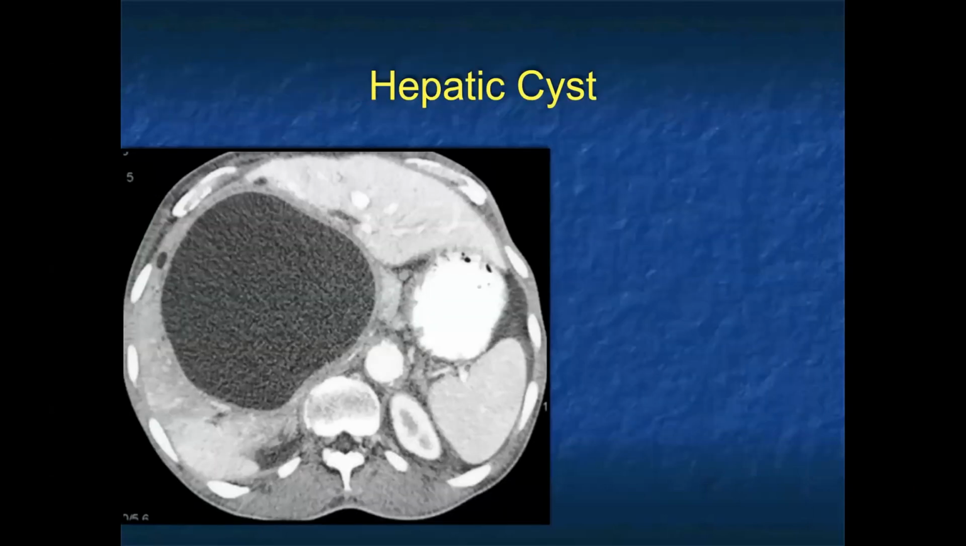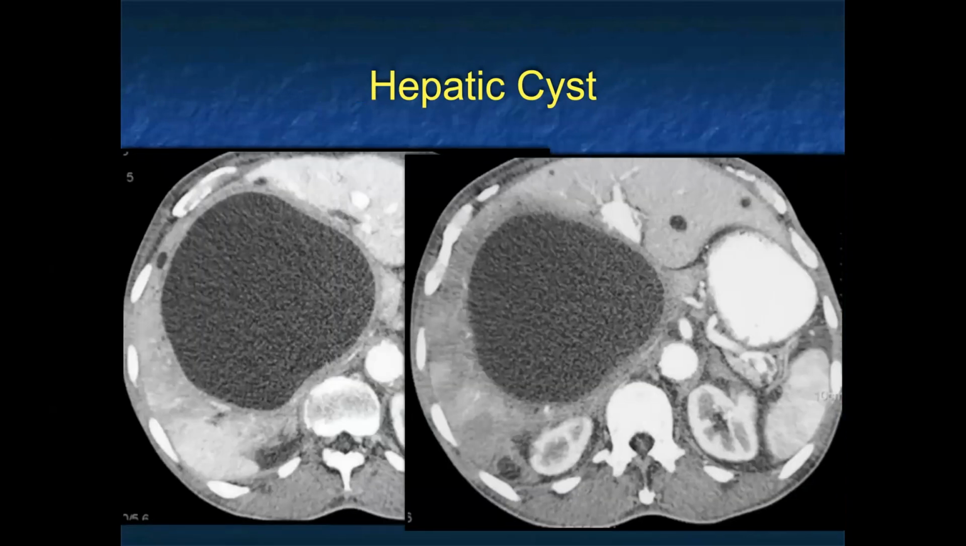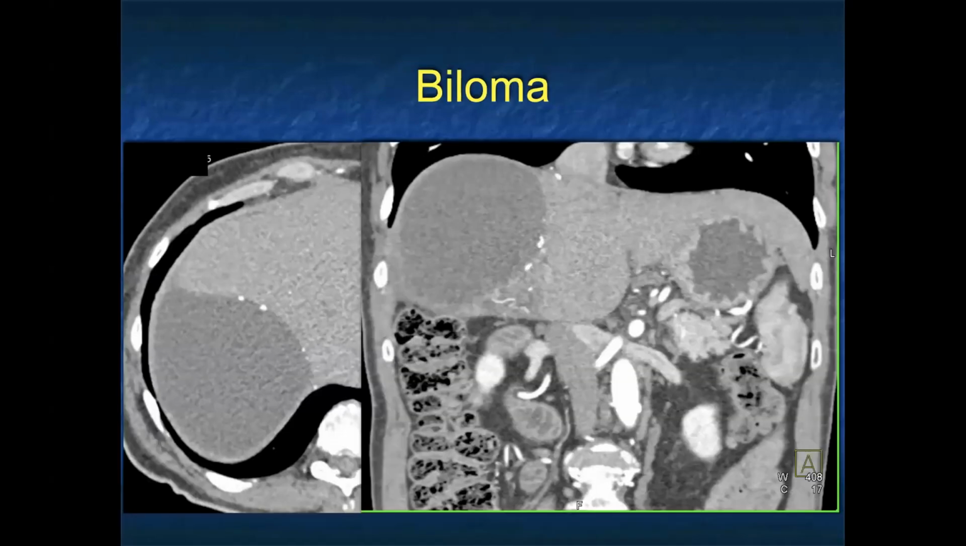I mentioned how if a cyst is large enough, it can cause perfusion changes. This cyst was very large. It was centrally located, compressing the IVC. You can see perfusion changes in the liver. The patient also had lower extremity edema. Eventually, the cyst had to be drained and marsupialized.